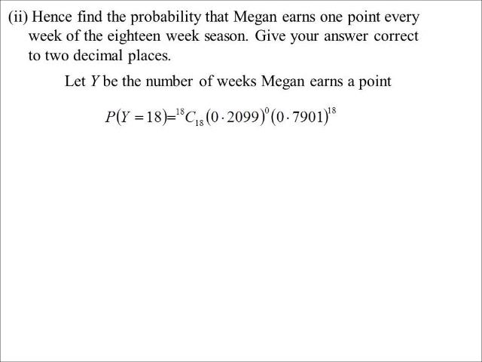So 18C18, if we use our binomial probability idea, probability of it happening, well, we just worked out probability of her getting 1 point is 0.7901. So that's to the power of 18. The other one would be to the power of 0. So to 2 decimal places, that's 0.01.